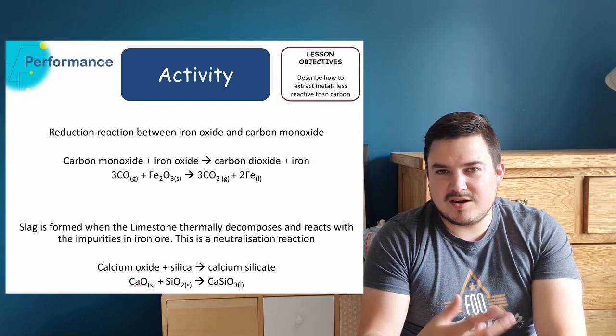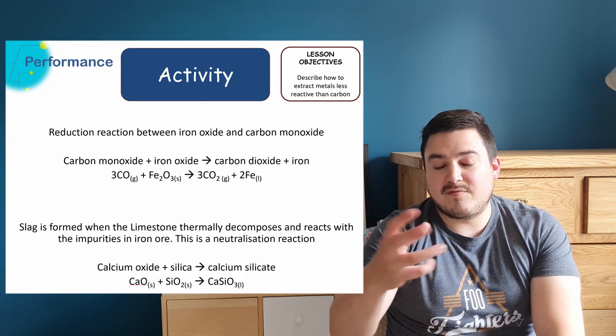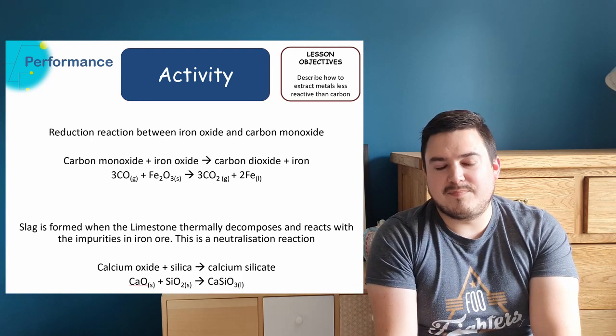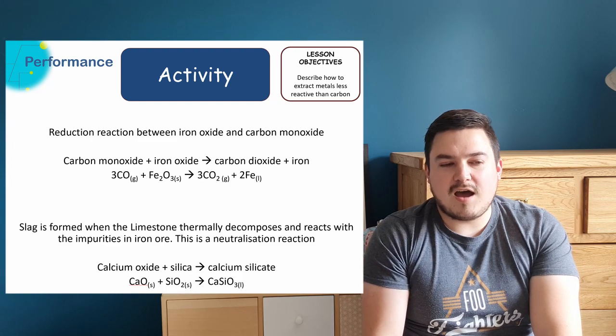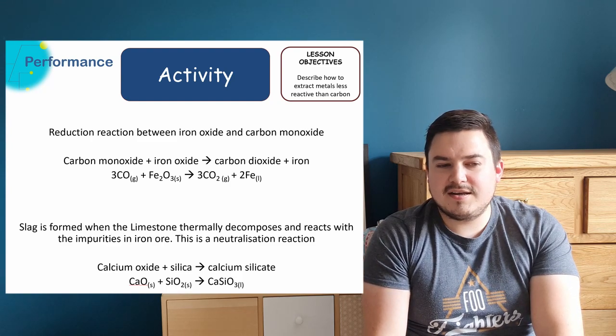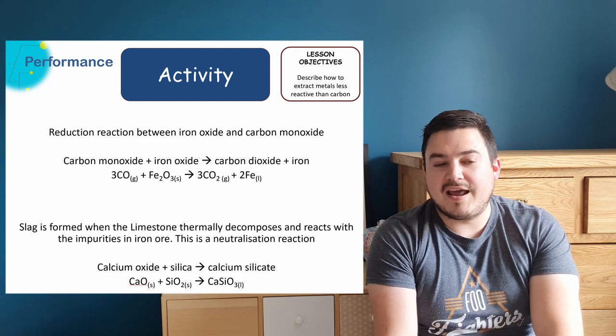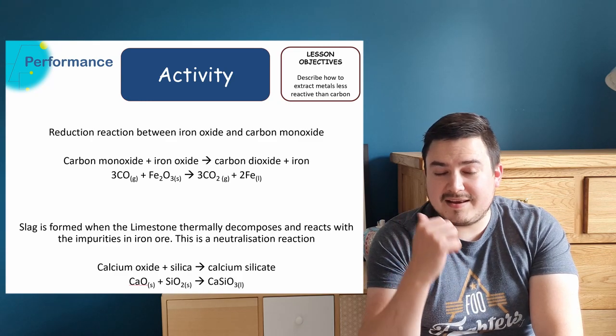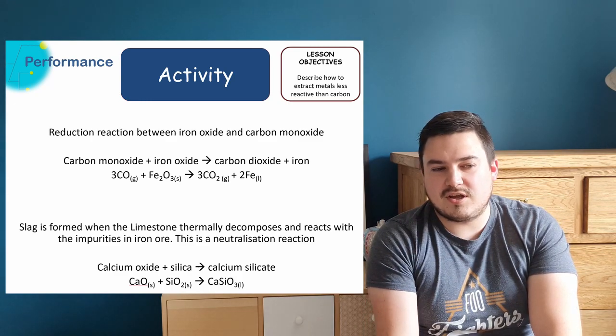So the carbon monoxide we're getting here is coming from a reaction with that carbon inside the blast furnace. So we're mixing carbon monoxide with iron oxide, and again, as I said, we're making iron and carbon dioxide in this. And I've placed the balanced symbol equation for you to see there also.